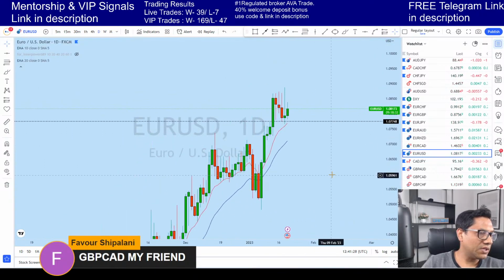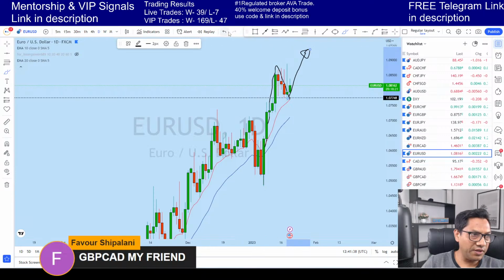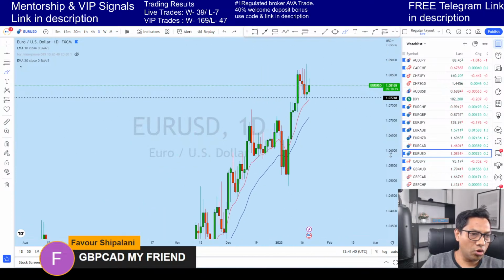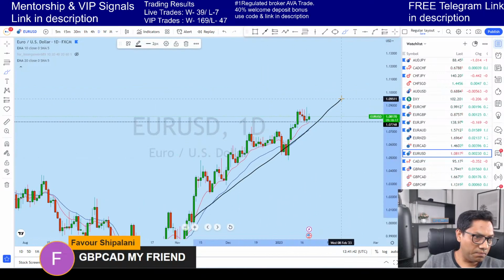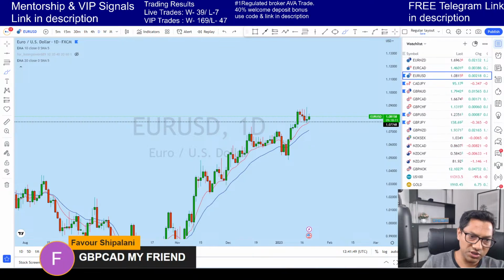On the daily chart, there is a big impulse followed by a correction, and now it is in another impulsive phase. So basically euro dollar is a long term bullish market, guys. Trend is very, very important. Trend is your friend as long as you are trading.